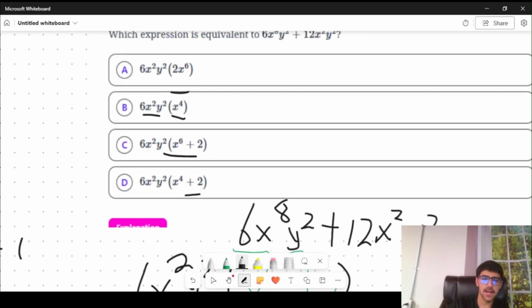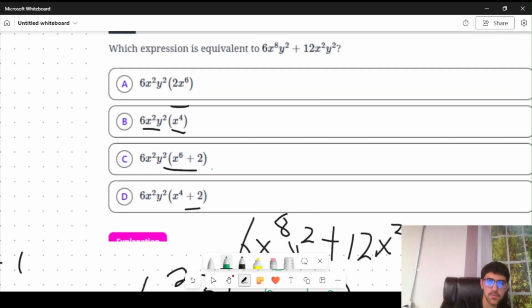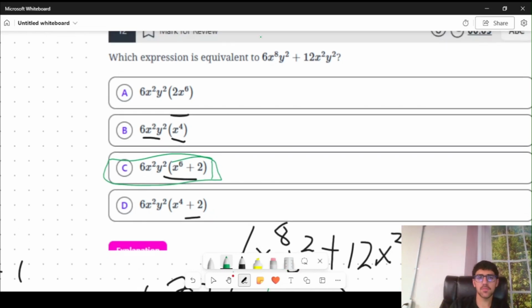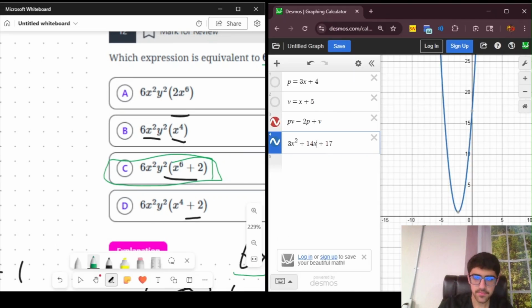And so do any of these answers have that? The only answer that has that is this one. So C is the correct answer. And similar to the last question, you could just plug this into Desmos. Actually, I'm going to show that. So, okay. Yeah. You could just plug this into Desmos.